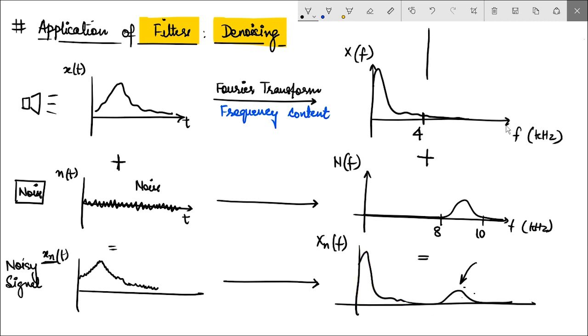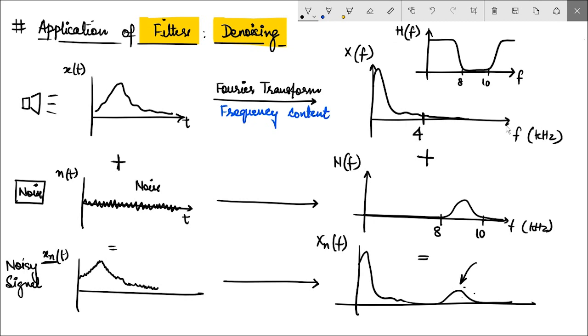That means if I have a filter, let me call it H of F. Again, instead of omega, I'm writing it as F in hertz. If H of F looks something like this, this could solve the problem. How?